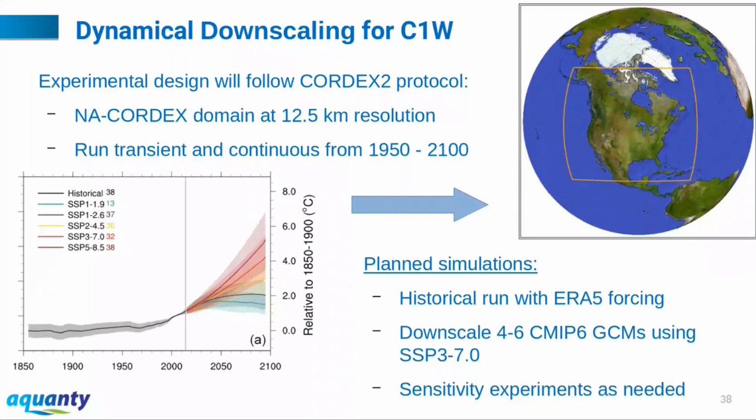For the regional climate modeling for C1 Water, or Canada One Water, we'll be essentially following the CORDEX-2 protocol. We'll use the SSP3-7.0 scenario and ERA5 for historical. We'll be running the simulations at up to 12.5 kilometer resolution, up to 2100. So this is coming up. They're not done yet, but you will be able to draw from that. And we'll be conditioning these data sets for hydrological modeling.